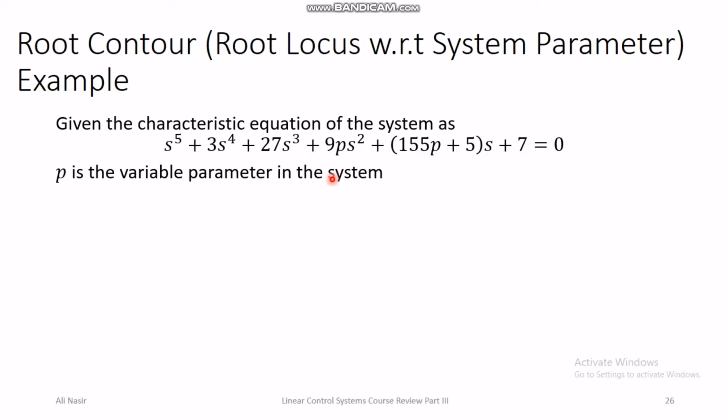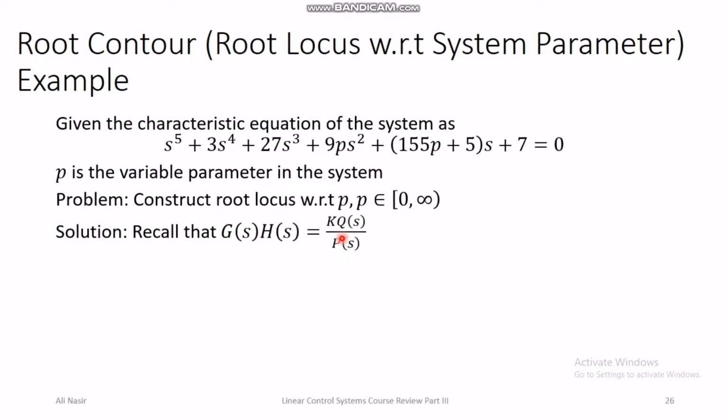So there is no concept of open or closed loop here. There is just one system, there is no controller, and we are trying to look at the poles of the plant itself with respect to a change in a certain parameter. So the problem is that we construct the root locus with respect to p. P is assumed to be the gain of the root locus, and for that we need some sort of an open loop transfer function.